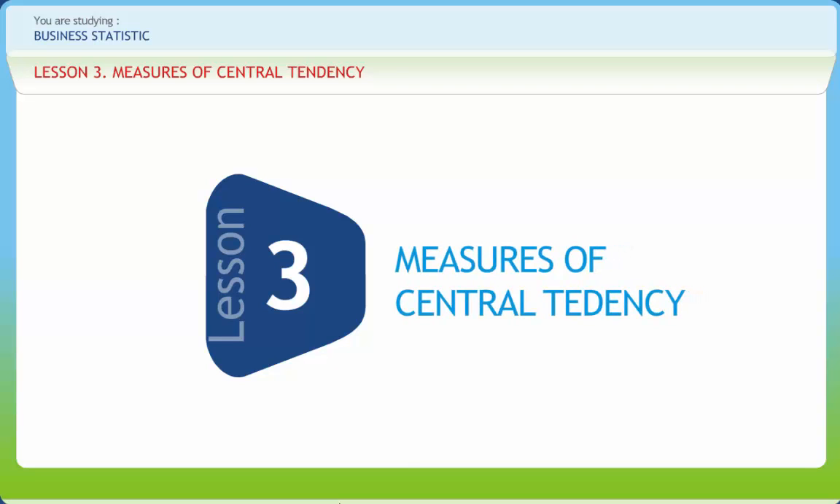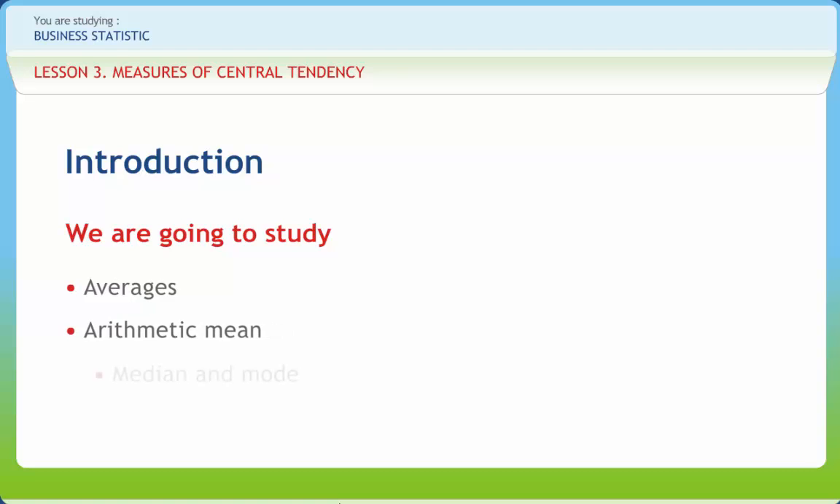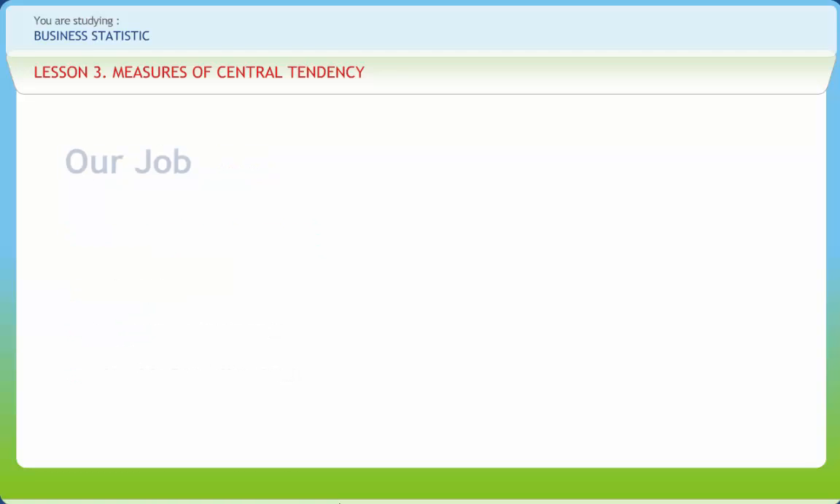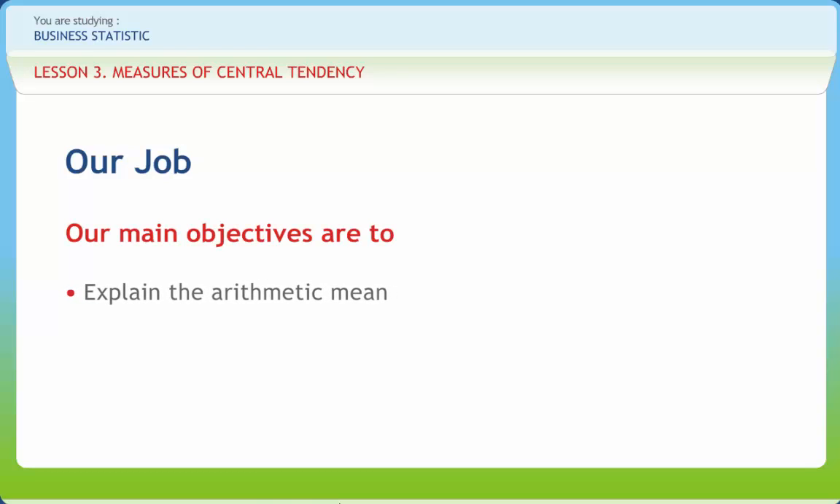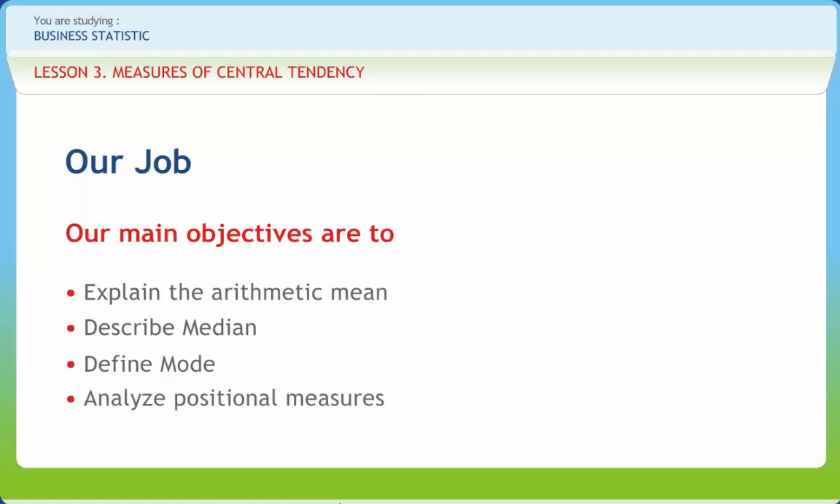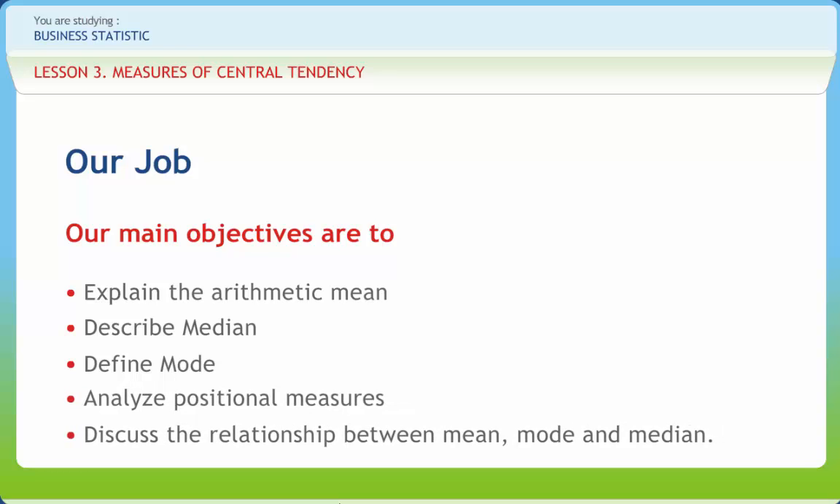Measures of central tendency. We all know that measures of central tendency give very important characteristics of data. In this lesson, we will discuss averages, arithmetic mean, median, and mode. After going through this presentation, you should be able to explain the meaning and concept of the arithmetic mean, describe median, define mode, analyze positional measures, and discuss the relationship between mean, mode, and median.